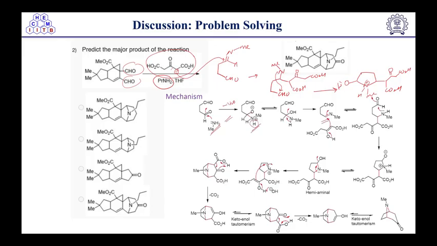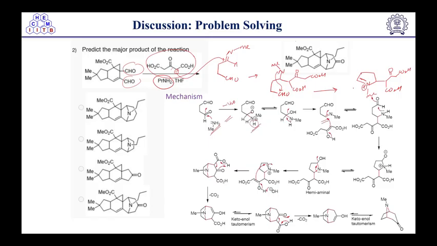I will write here directly OH because the detailed mechanism is given here and we have already discussed it earlier, right? So after this OH formation, the proton transfer will take place and it will become H2O, which is a good leaving group, and then the double bond will come over here. I will write the product here after the elimination, the iminium ion, right? This iminium ion formation will take place here.